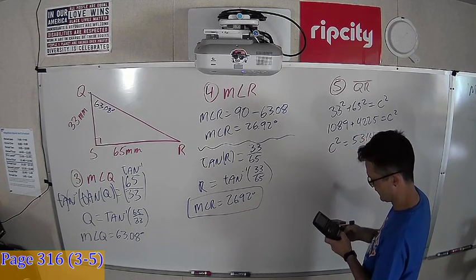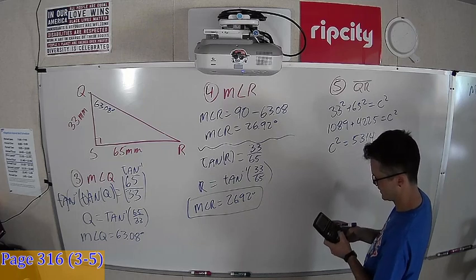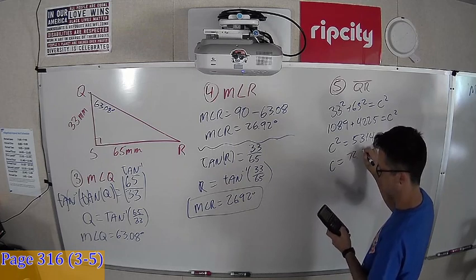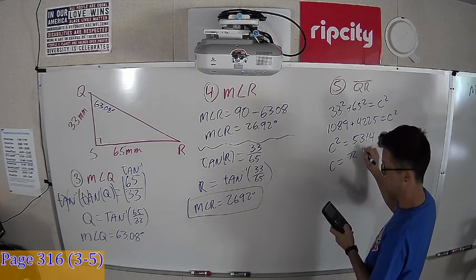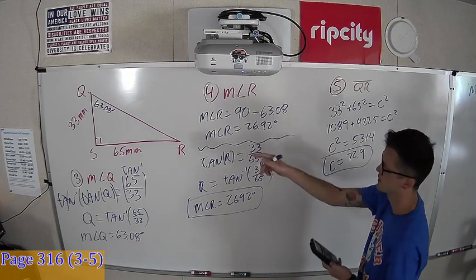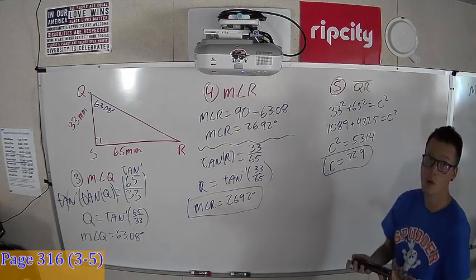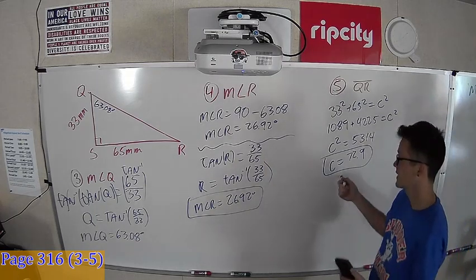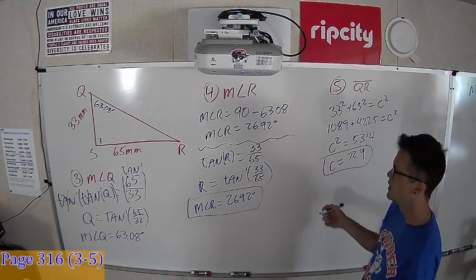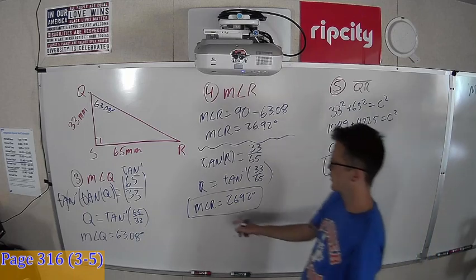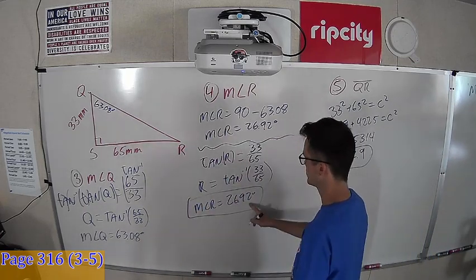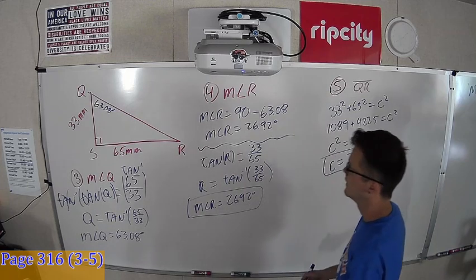Square root of 5,314. C equals 72.897. So 72.9. Great, that's the length of our hypotenuse. Now, one last way, we're going to find that same exact thing using trig here. We have options because we have both of our acute angles. We know this is 26 and change, and that one's 63. Let's use this one just for funsies.